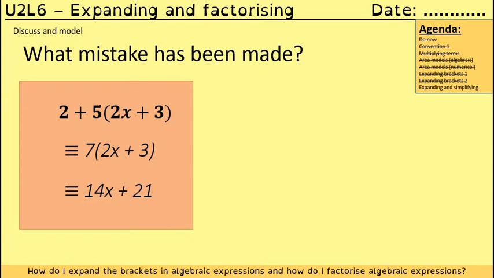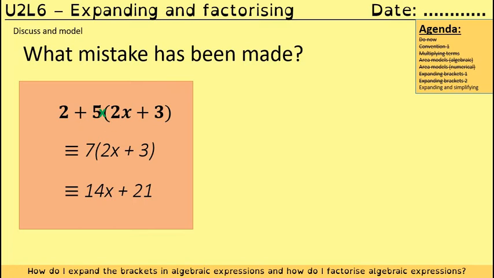Okay, so to go through where the mistake is here, if we look at what's actually been done first, we can see that 2 plus 5 has been done to get 7. And then this bracket has been expanded to give 14x plus 21. Now, what has been forgotten here is that when we have 5 bracket 2x plus 3, that means 5 multiplied by 2x plus 3. Now, that means we have an addition to complete and a multiplication to complete.